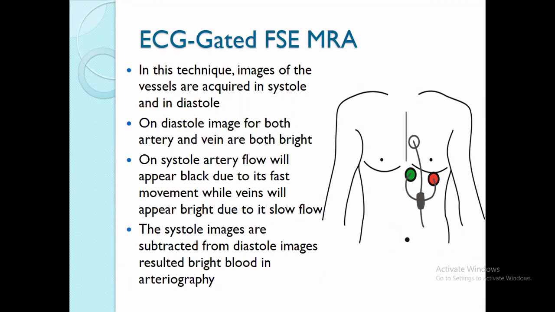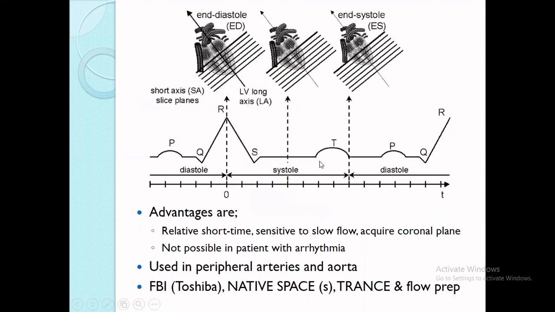Why? Because both of them appear as bright in the diastole as well as in the systole. So the systole images are subtracted from the diastole imaging, resulting in the bright blood in the arteriography. So that's actually forming the basis for this particular imaging. Now look at this one.